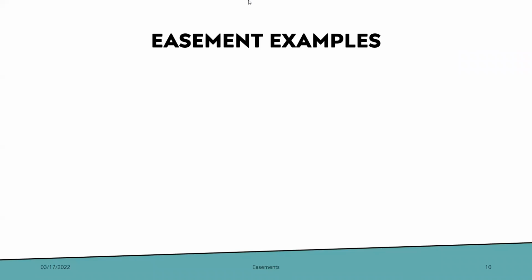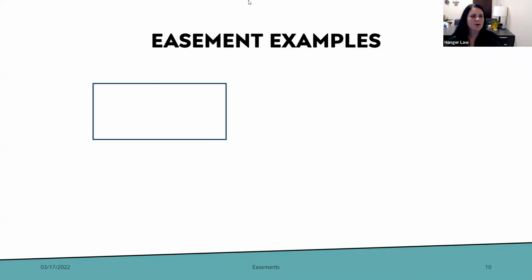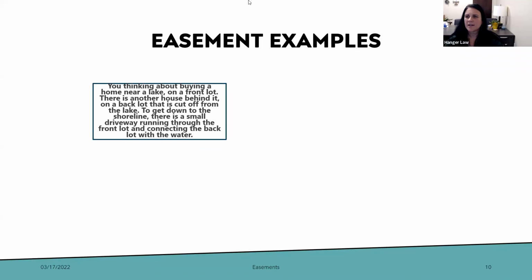You're welcome. All right, easement examples. So here's one. You're thinking about buying a home near a lake on a front lot. And we've kind of highlighted these, so hopefully you'll have answers now. There is another house behind it on a back lot that is cut off from the lake. To get down to the shoreline, there is a small driveway running through the front lot and connecting the back lot with the water. So what type of easement would this be? Does anyone know?